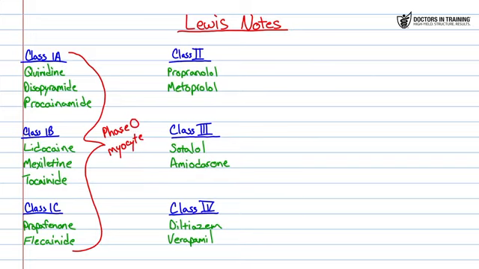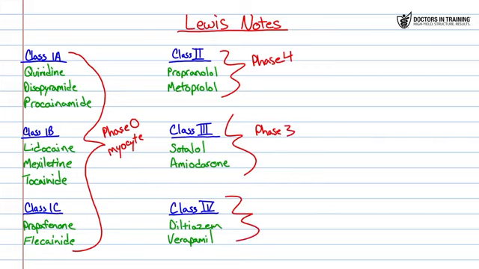If we look at our class 2 here, we're looking at phase 4, and it's prolonging that phase. In our class 3, we're looking at phase 3. That's where those are acting right here. Remember, class 3, phase 3. And then here again, with our class 4, we're working on phase 0 again. But it's not on the myocyte, it's on the pacemaker. So remember, it's on the pacemaker on our phase 4. That's a little bit different than our sodium channel blockers.